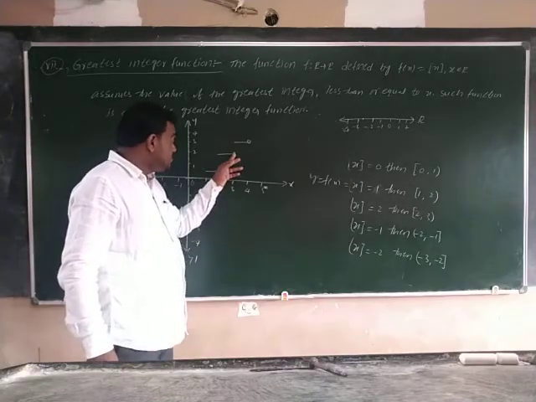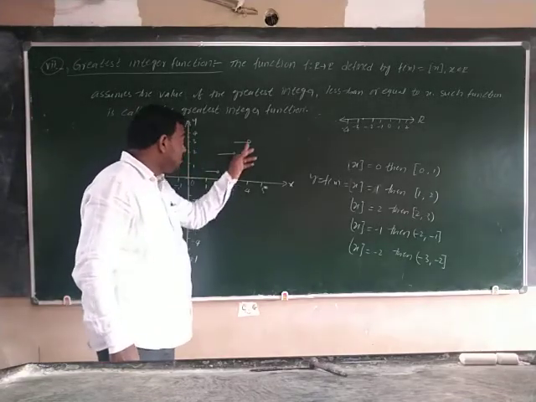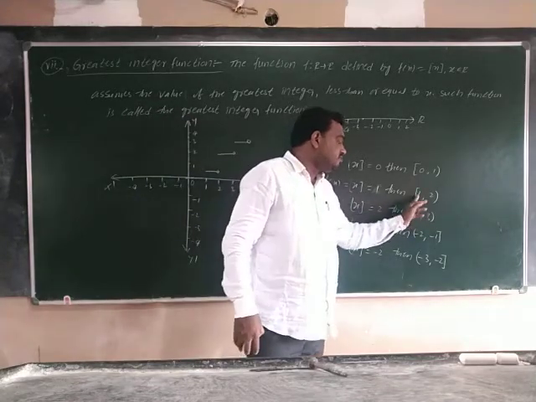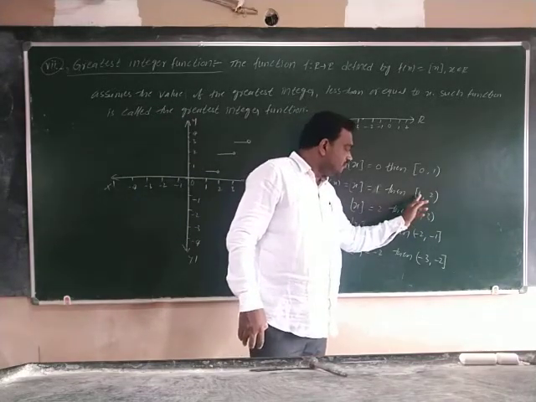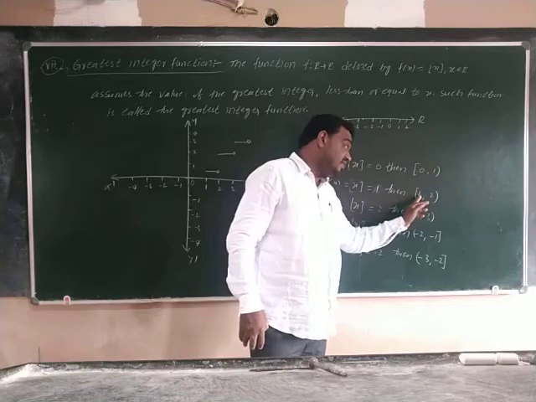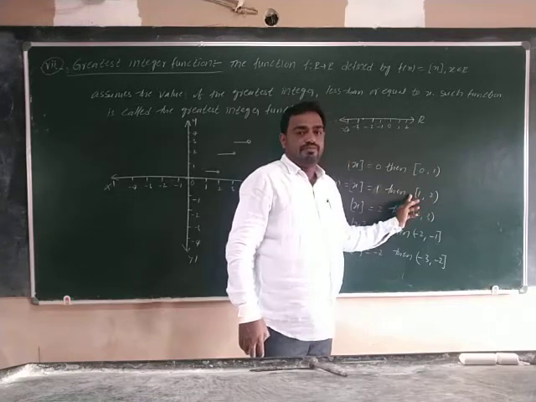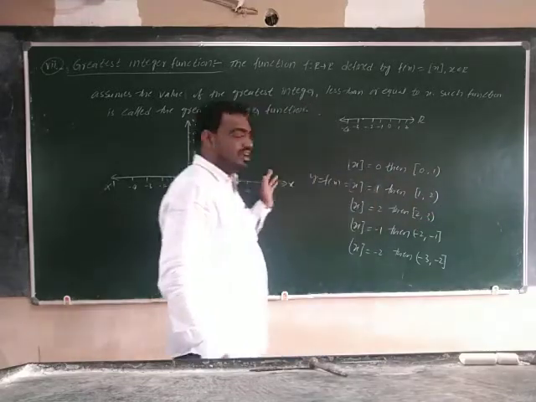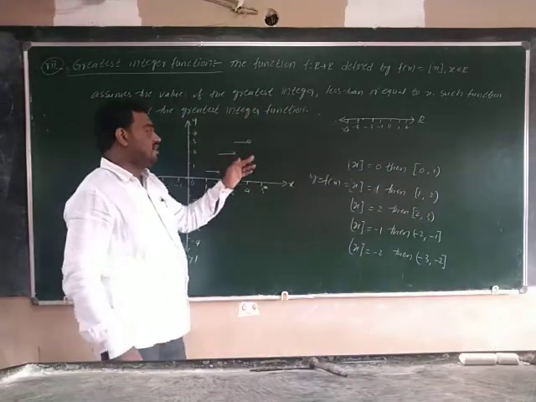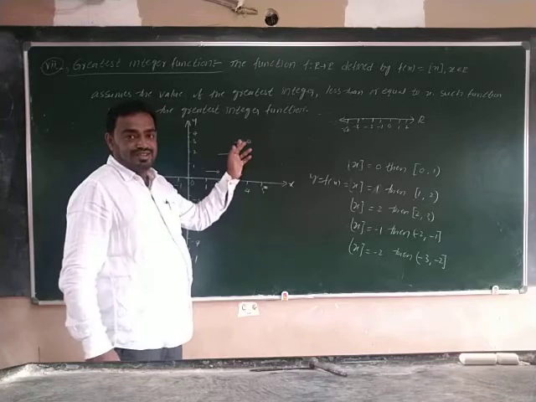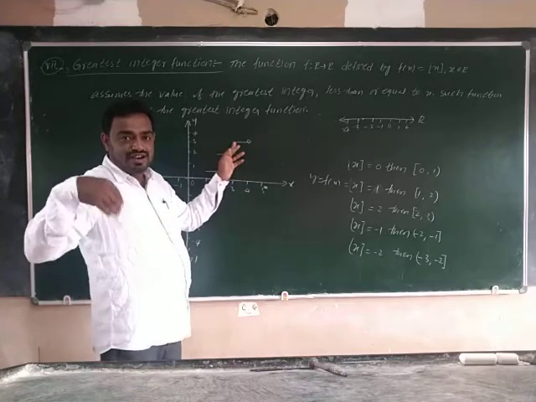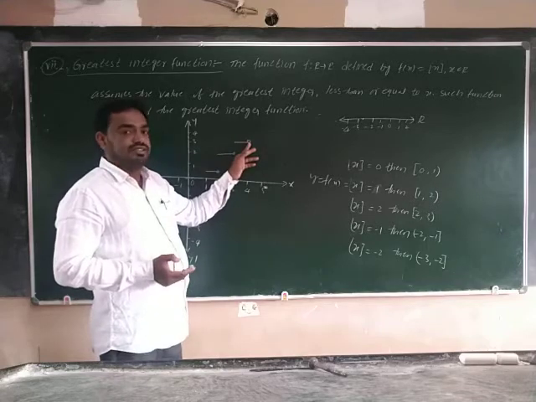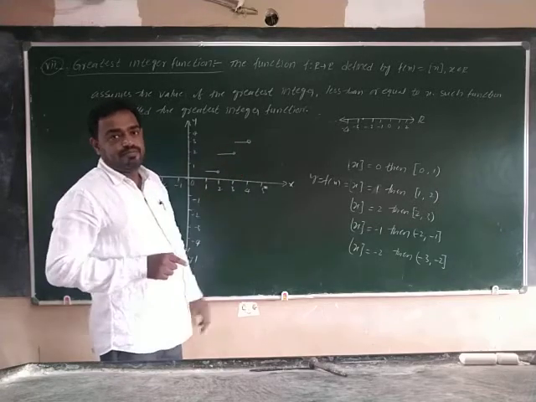Here 4 is not included, because of this interval. Interval 1 to 2 means between the values of 1 and 2, including 1 but not 2. 2 is excluded, so we have it excluded. That means here 4 is not there in this line. 4 is excluded, so I have written this as an open circle.